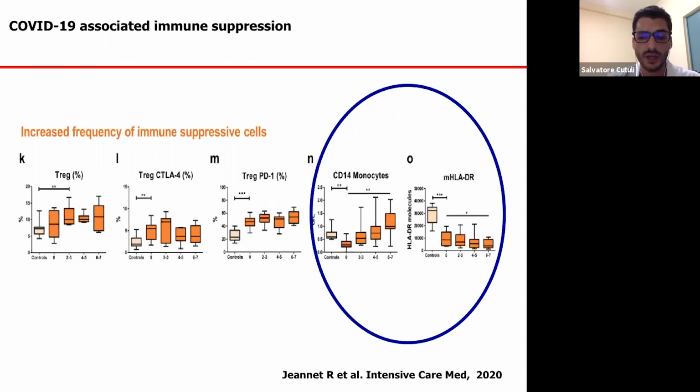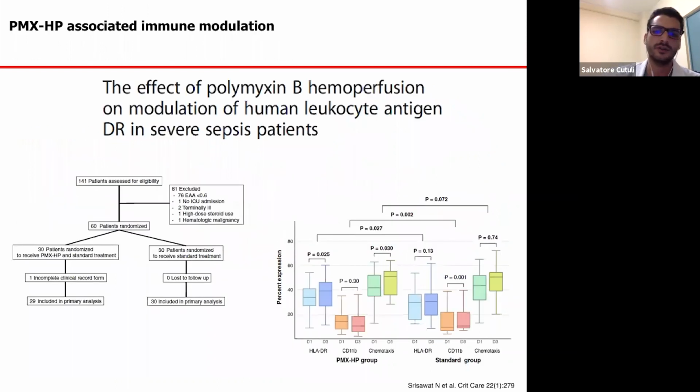And for this reason, polymyxin B may play a role. What we also know is that this device is not only useful to remove endotoxin, but it has a direct immune modulating function. And here we have a randomized control trial, which was published a couple of years ago. As you can see, there was an improvement in immune suppression, measured by an increase in HLA-DR receptor. So that's why it could probably be worth using polymyxin B hemoperfusion in this patient population.